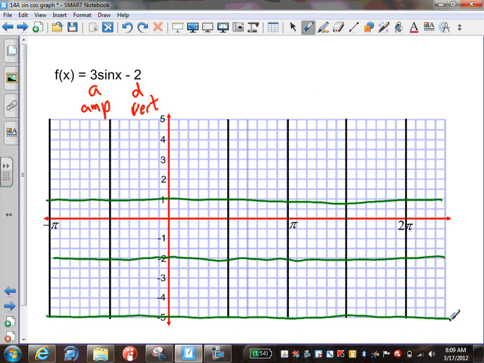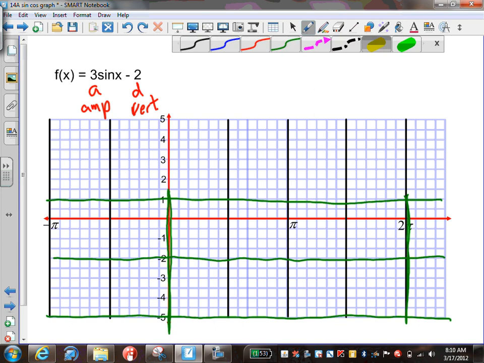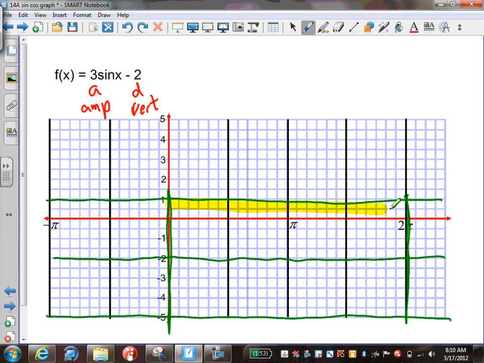Now notice my phase shift and my period are still the same. So I'm going to put lines here again. I start at 0 and I'm going to go all the way to 2 pi. Now what I have here is basically a box. And I'm basically going to highlight this box to show you what we're working in. So that's the box I'm working in.